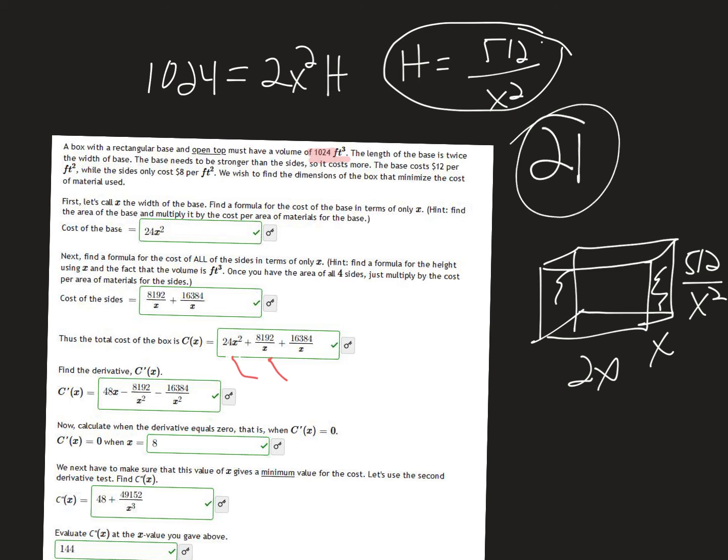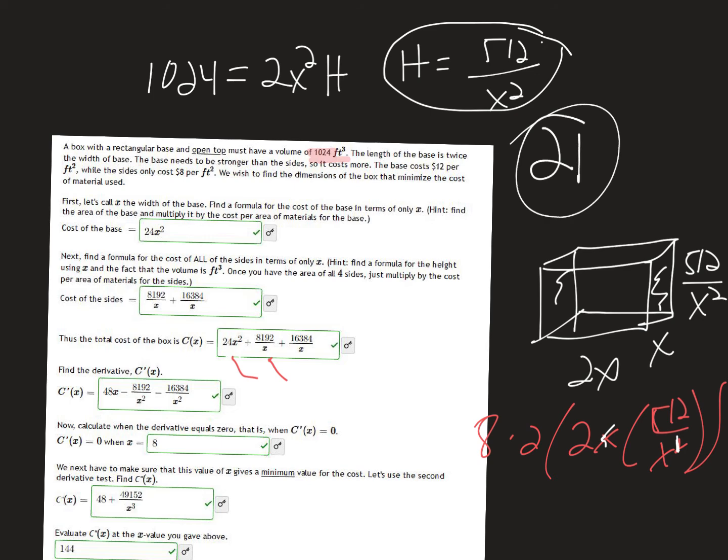So I know I've got, this is 2x by 512 over x squared, and there's two of them, and each of those sides cost $8 per square foot. So the x's, one of those x's cancels, right? That x cancels one of those x's. And when I do 8 times 2 times 2 times 512, I'm getting 16,384 over x. So that's the total cost for the three sides.